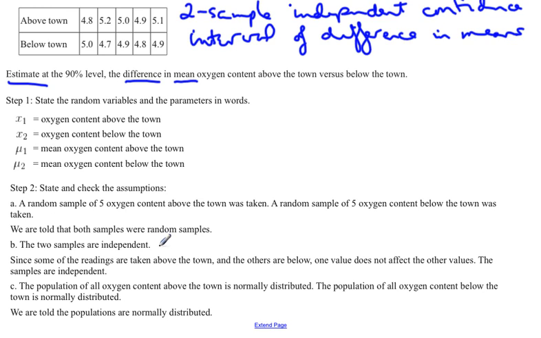The second assumption of every independent anything is that the 2 samples are independent. So I've already argued that they were, so the stating would be that they're independent. The checking would be that since some ratings were above the town and others were below, and one value doesn't affect the other values, the samples are independent.